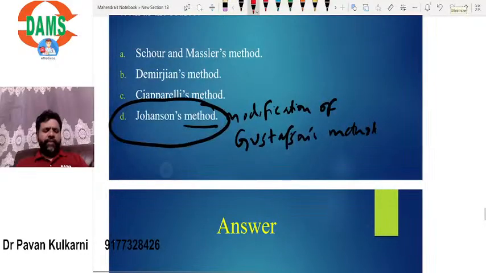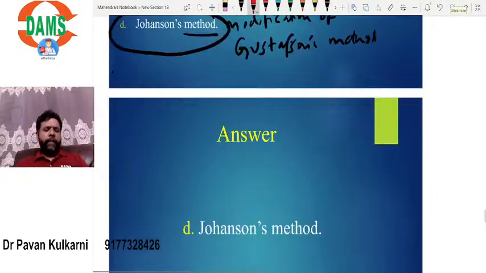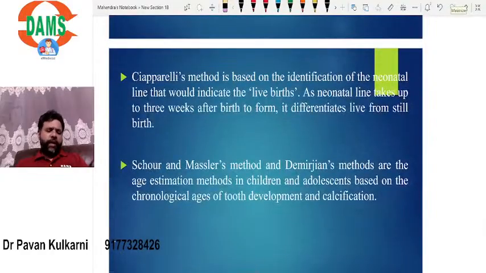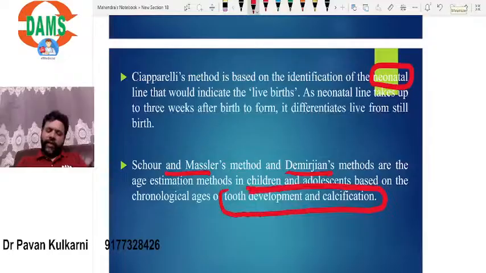Now, the other options that we can see here are Kaur and Massler, Demirjian's method, and Chiaparelli's method. Basically, the Chiaparelli's method is based on the neonatal line. So please remember this. The Chiaparelli's method of age estimation is based on the neonatal line. That's it. You have to remember. Kaur and Massler and Demirjian are basically used in children.